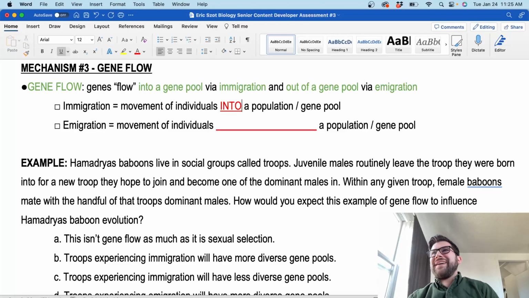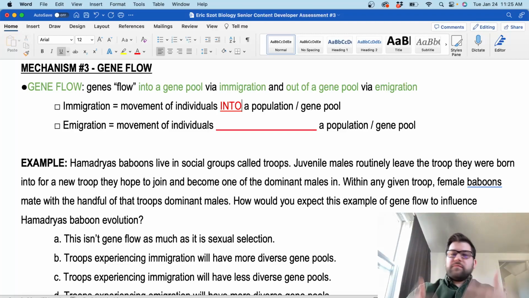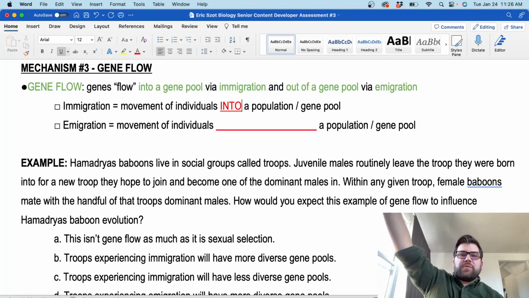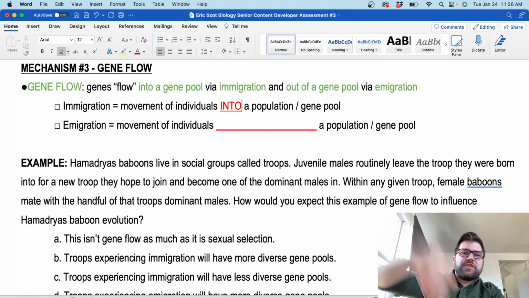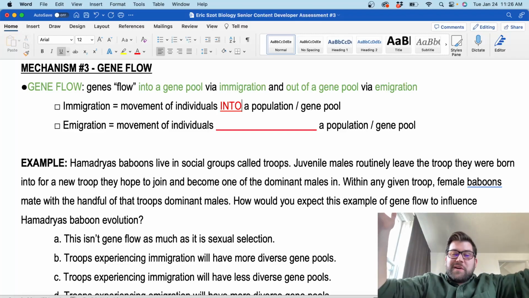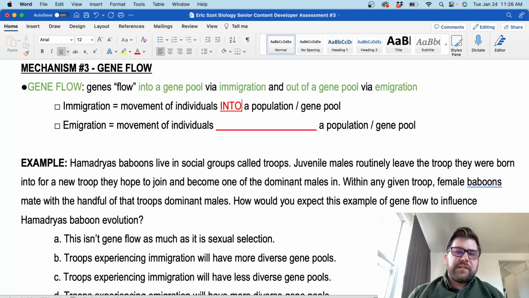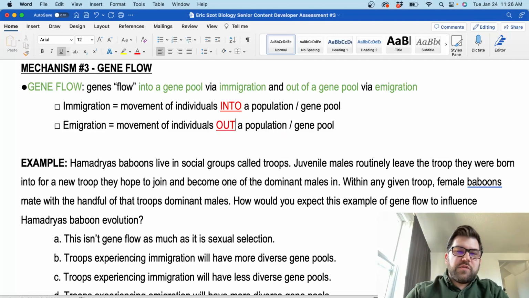But we could also have the opposite occurring, right? We could very easily go in the opposite direction. We could have individuals, and therefore their genes, their alleles, leaving our population. They could be exiting our gene pool, never to return. They're going to flow into some other pool somewhere. We don't know where. It really doesn't matter to us. They're going to leave. So that direction, when you flow out of a gene pool, we call that emigration. And this is moving out: movement of individuals out of a population or out of a gene pool.